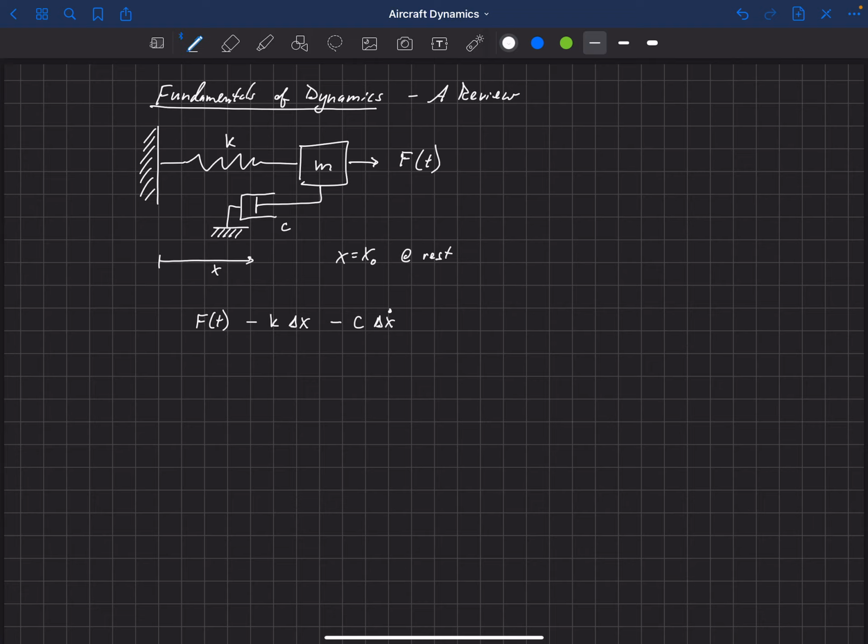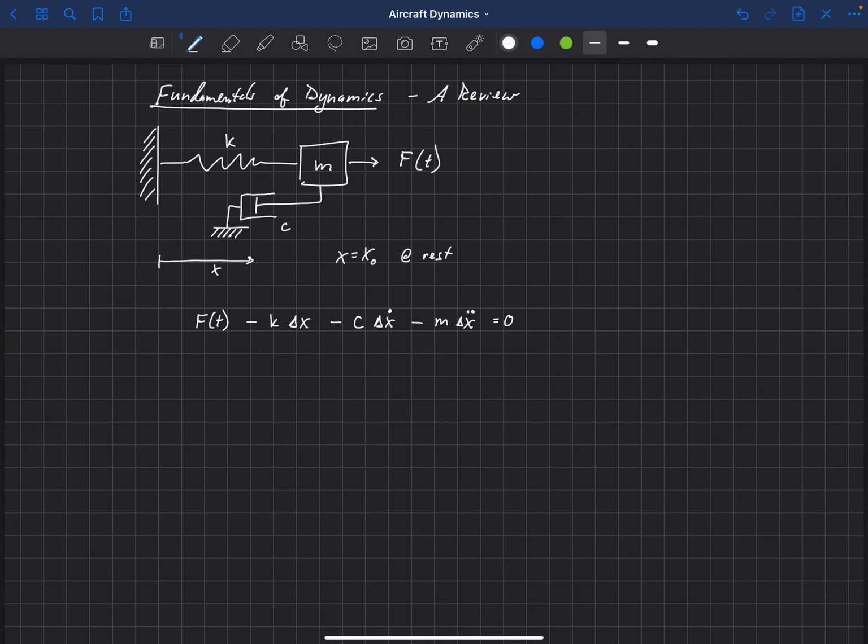And then finally, the last force that we're going to include on here is the force due to acceleration. So if that mass were moving, then it would have some acceleration with it as well. And so what we'd get there is mass times acceleration, which is a delta x double dot, so the second derivative with respect to time. And if that mass were accelerating to the right, then we would get a force in the left direction, and so that would be negative there.